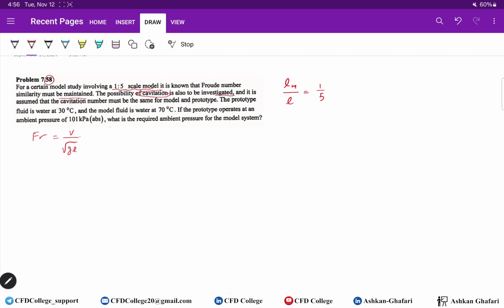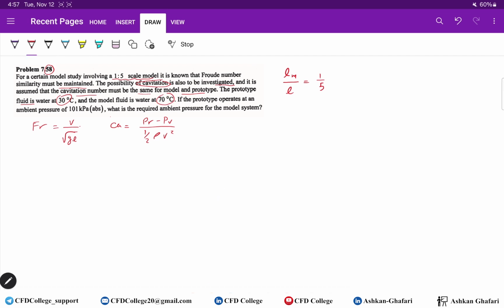It is assumed that the cavitation number must be the same for the model and the prototype. Cavitation number equals P, the pressure, minus the vapor pressure, Pv, over 1/2 rho V squared. Rho is the density of the fluid and V is the velocity of the fluid. The prototype fluid is water at 30 degrees centigrade. Model fluid is water at 70 degrees centigrade.